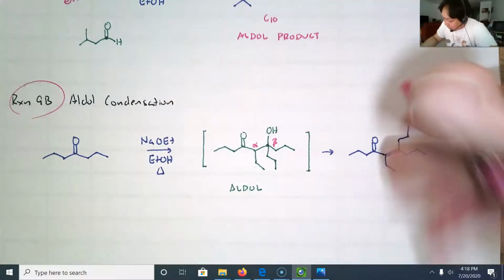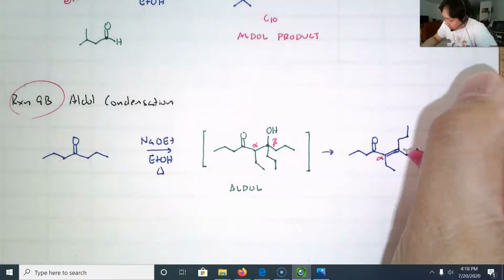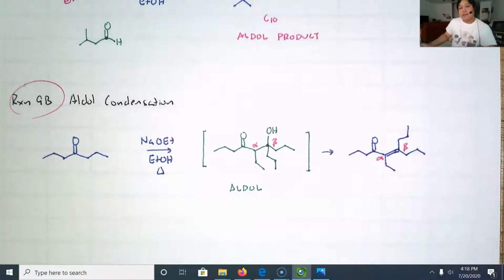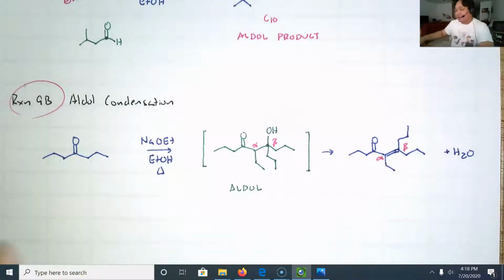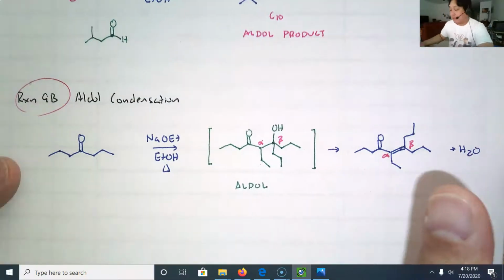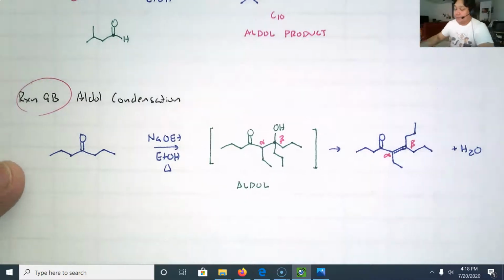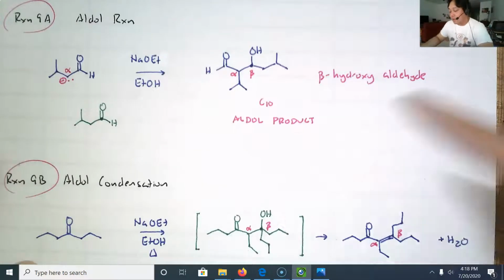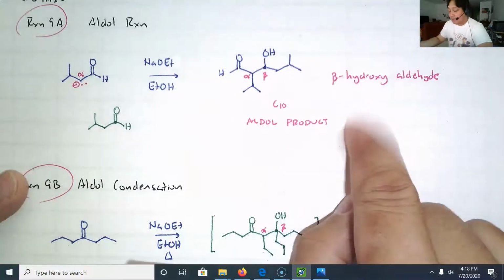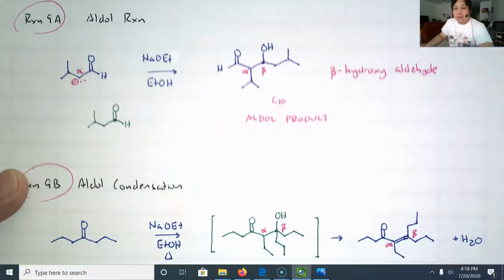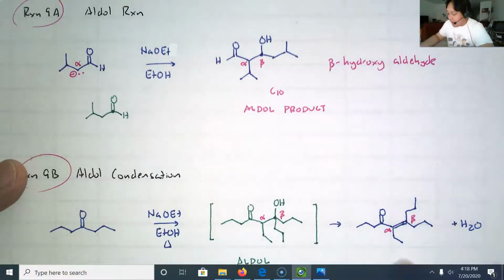If you want, you can mark where your alpha is and your beta. And we did kick out water. Okay, normally you don't draw the water, but just to emphasize that we did do a dehydration, right? This is a dehydration. Now, the clue that we had an aldol product, or the check, is that you made a beta hydroxyaldehyde. What is the clue for the aldol condensation?